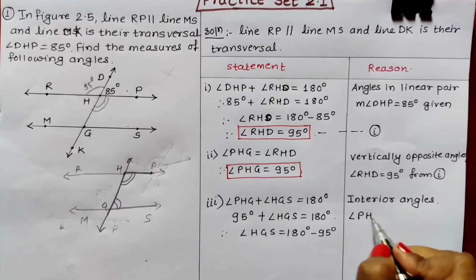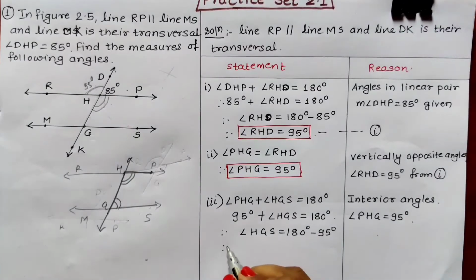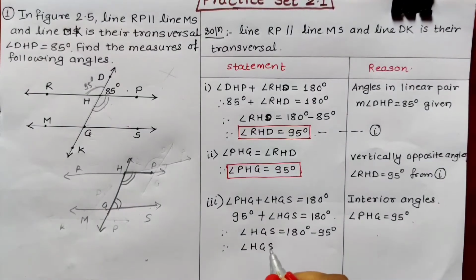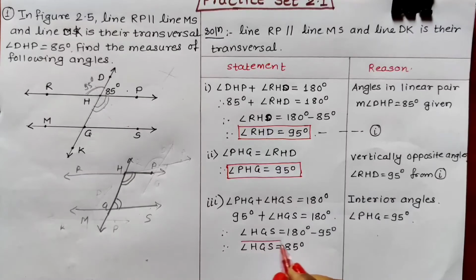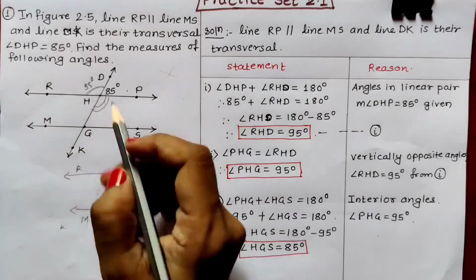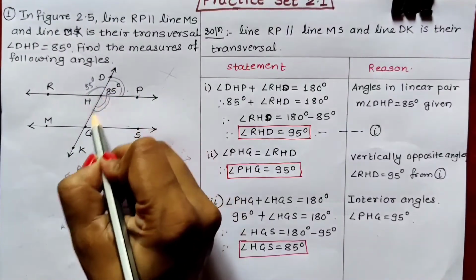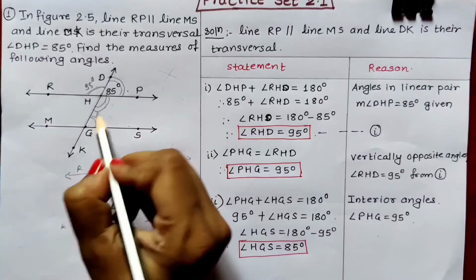Angle PHG is equal to 95 degrees. Okay, so therefore angle HGS is equal to 85 degrees. So in this way we have got HGS is equal to 85 degrees. You can use the property of interior angles also to find out HGS, or you can use the property of corresponding angles also to find out HGS, because DHP is given 85 degrees and HGS is its corresponding angle.